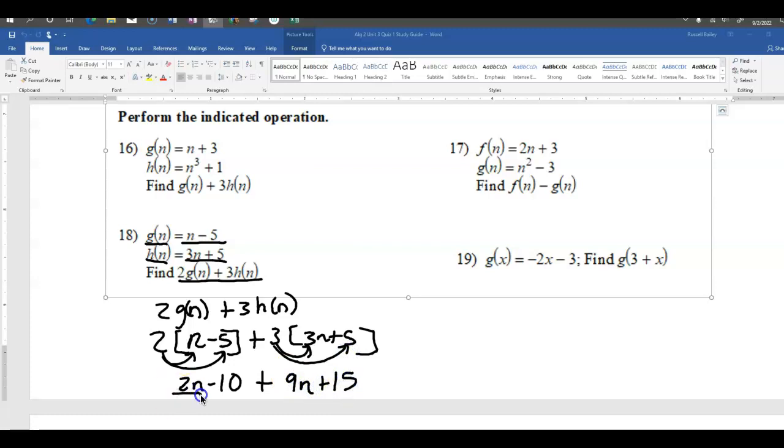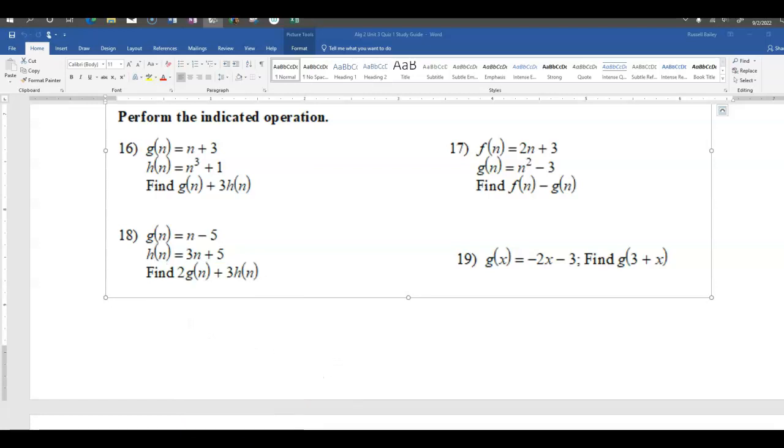Now in this case, the 2n does have a like term. It's like this one because they both have an n to the first power. So I can put 2n and 9n together to get 11n. We also have negative 10 and positive 15. Those are both just numbers, so we can combine those to get 5. All right, and that's function combinations.